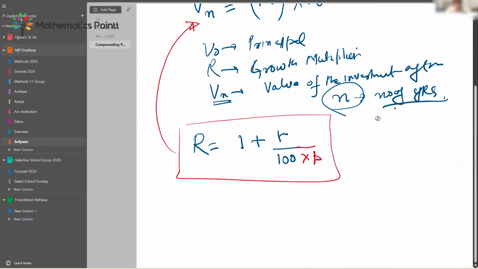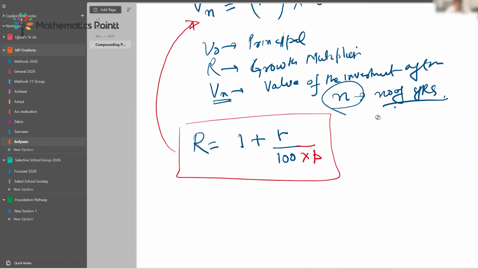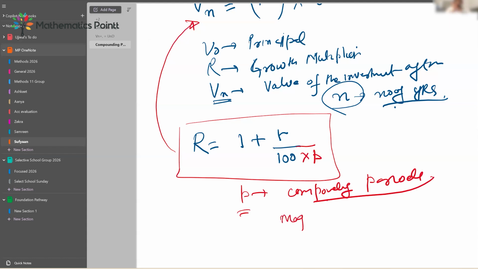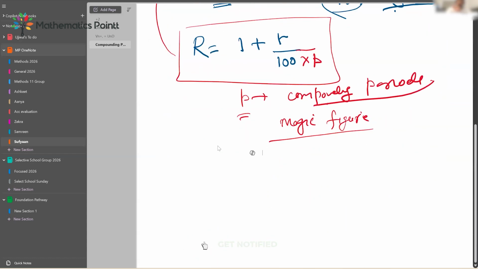I've introduced a new variable called P, and P is the compounding periods. I also call this, this is my terminology, the magic figure. This is just my terminology, my way of remembering. There's no book that calls it magic. But for now, hold that thought.